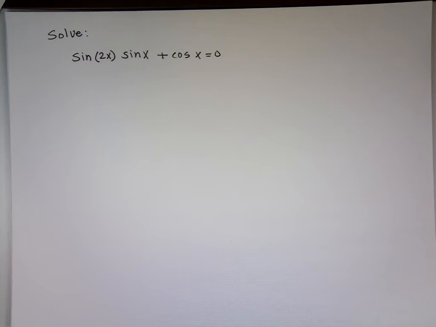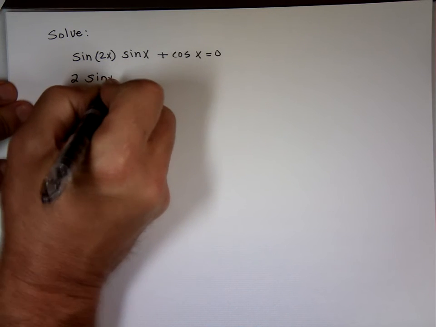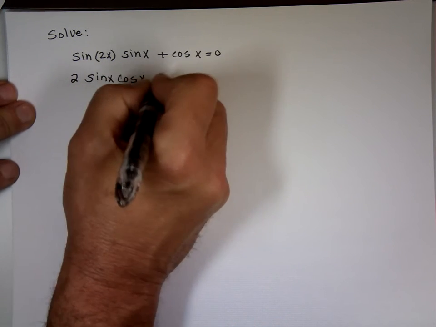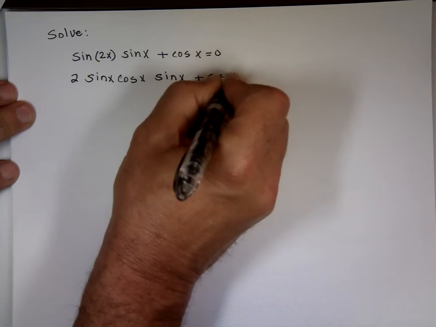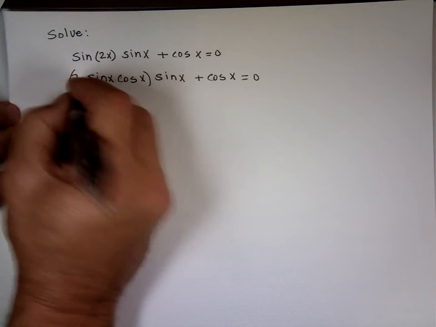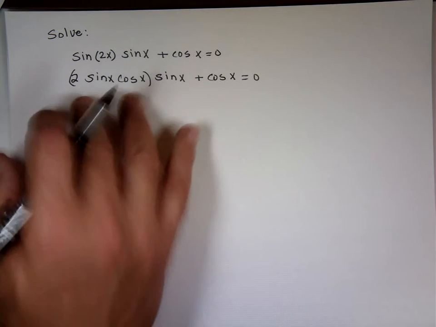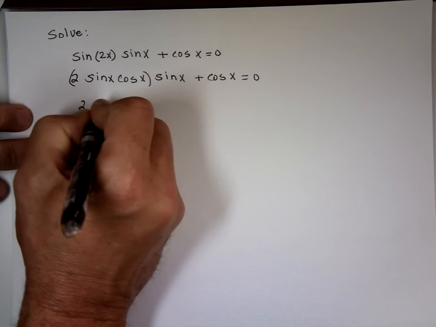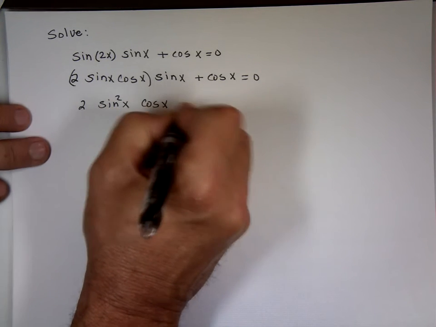So I got to look at my board here. It says sine 2x. Oh, I know I can write that as 2 sine of x, cosine of x. Then there's still sine of x at the end, plus the cosine of x. So that's what I did. I took sine 2x and I wrote that 2 sine x cosine x. If I simplify this side, I will have 2 sine squared x cosine x plus cosine x.